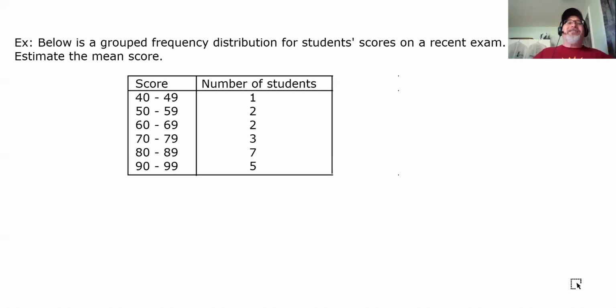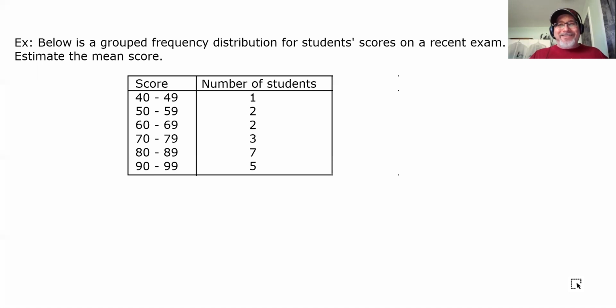So how can we possibly come up with a mean score when we can't even do the first move, which is add up all the scores? And the answer is we can't come up with the exact mean because we don't know the exact scores. But we can come up with an estimate if we can come up with the best guess for each score. For example, the student that got a score in the 40s, what do you think the best guess is for their score? And you might be thinking 45 and you would be close.